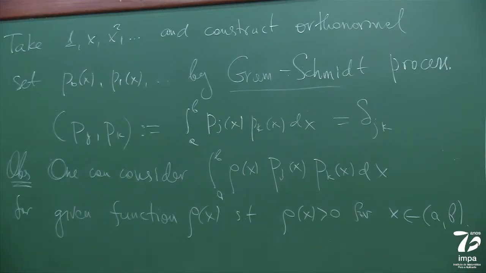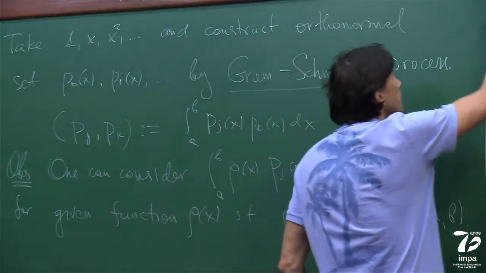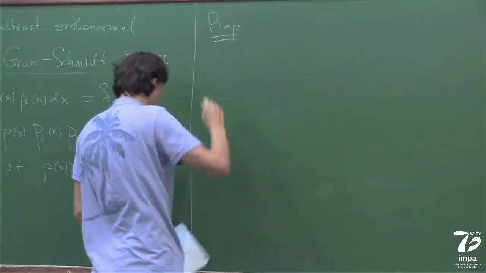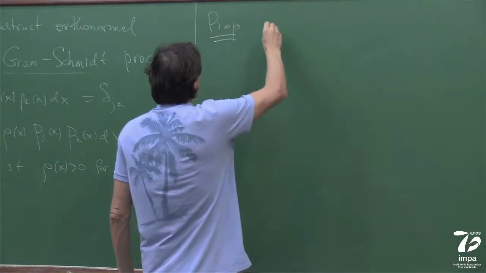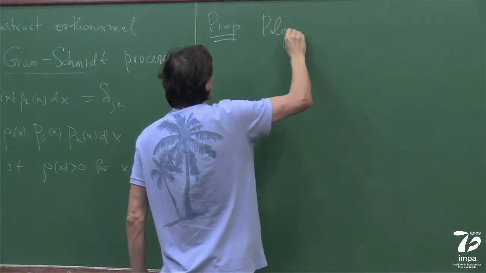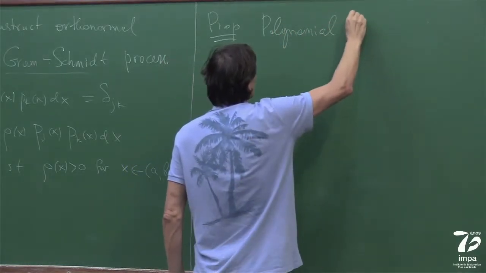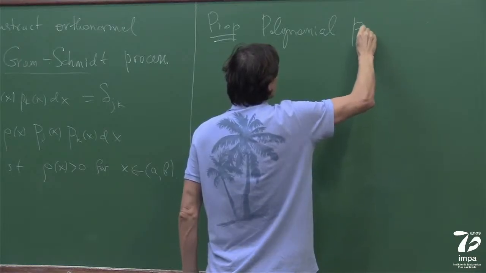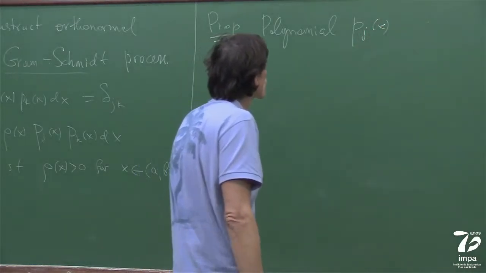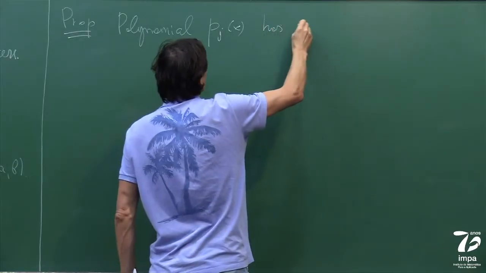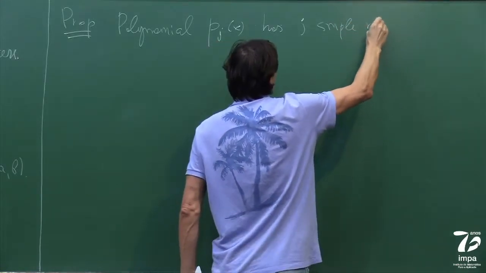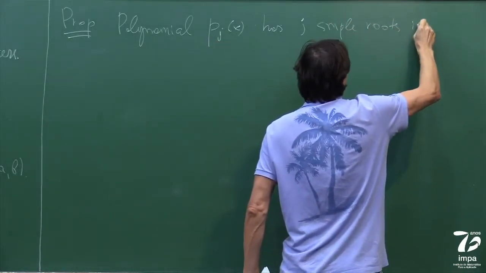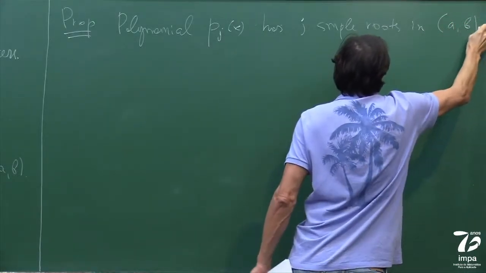Okay, so we need to prove some things. The first thing we will prove is a proposition which tells that the polynomial Pj of x has j simple roots inside the interval.